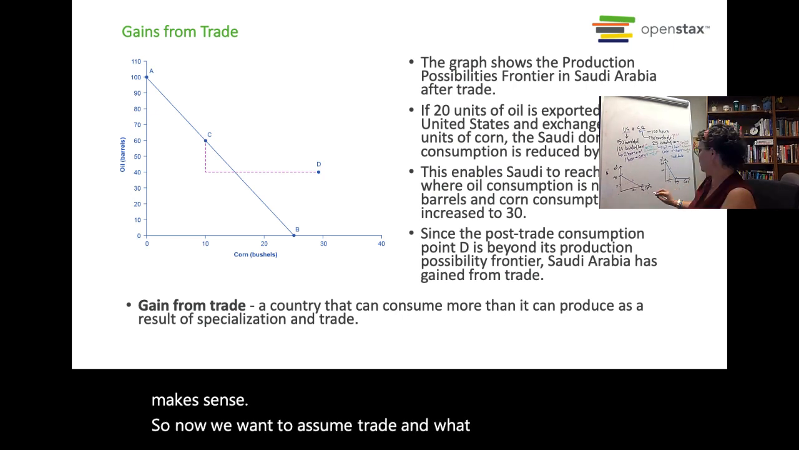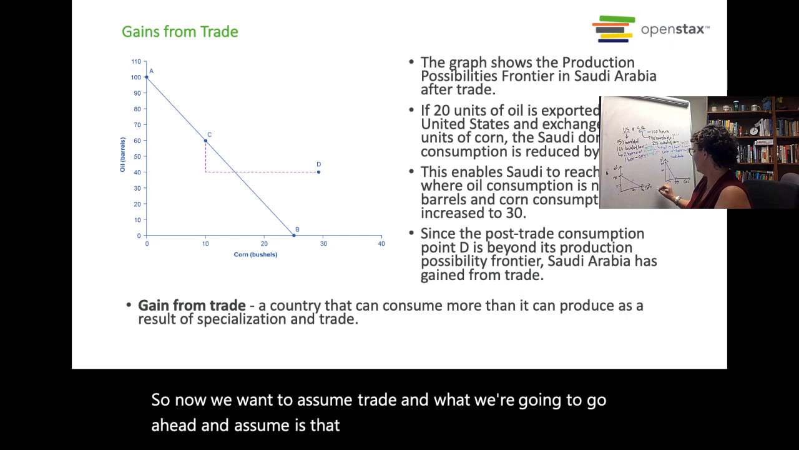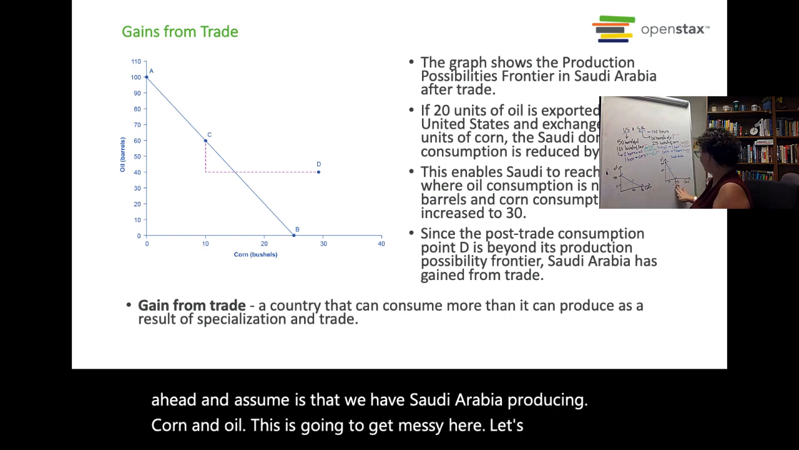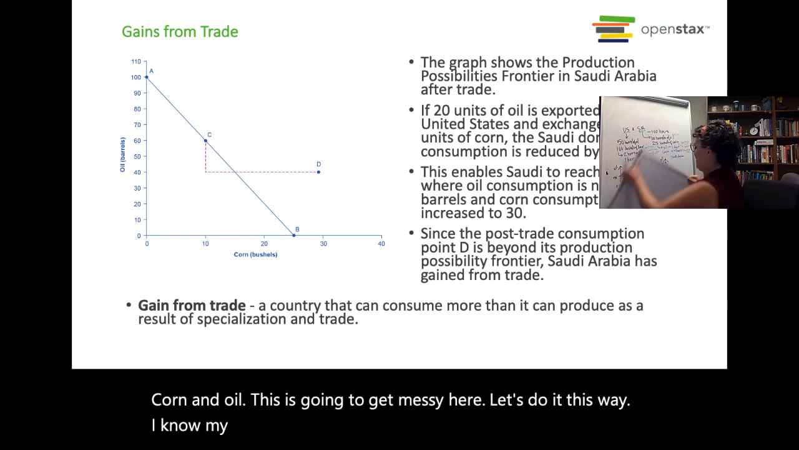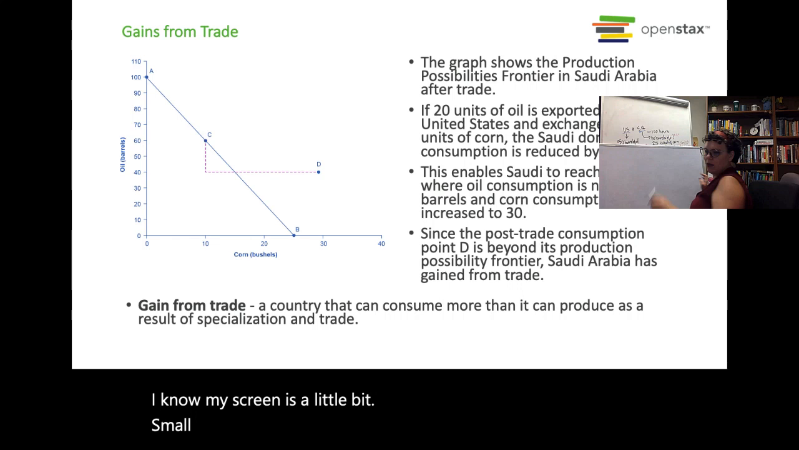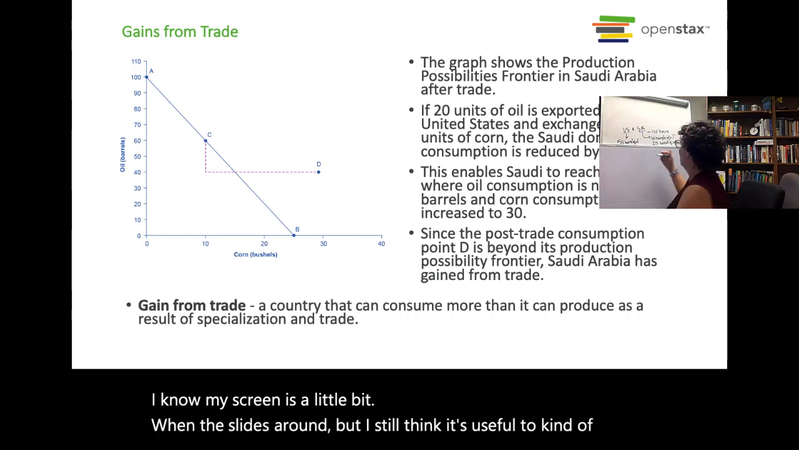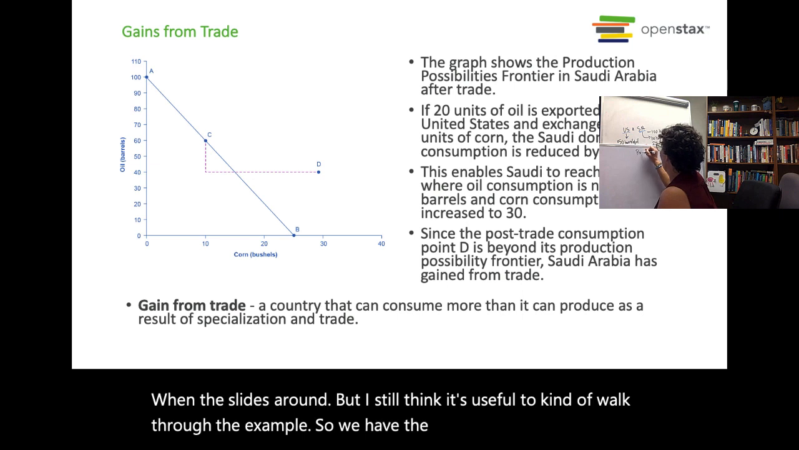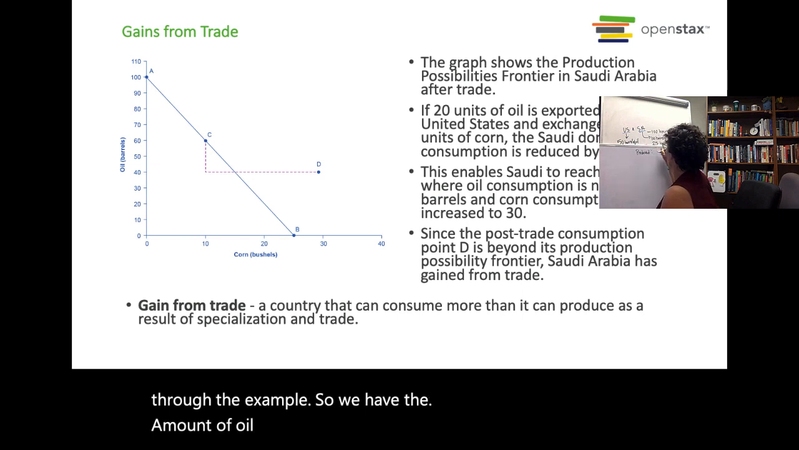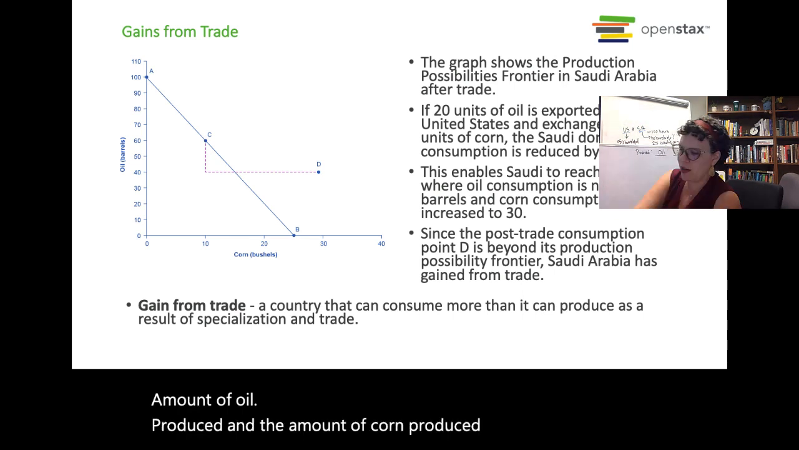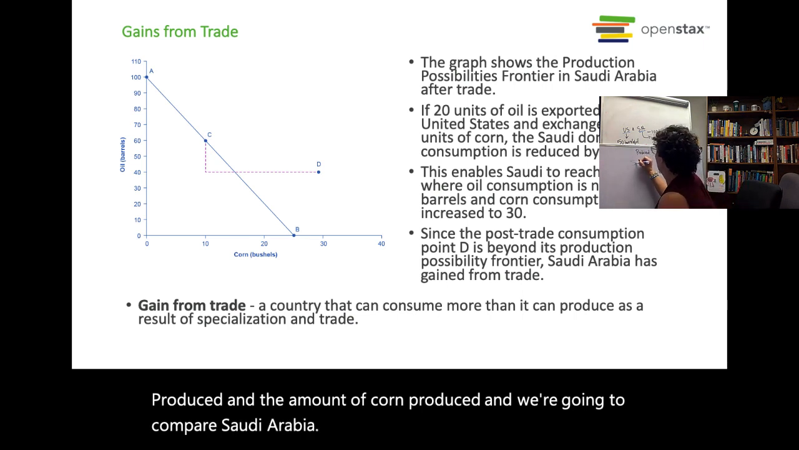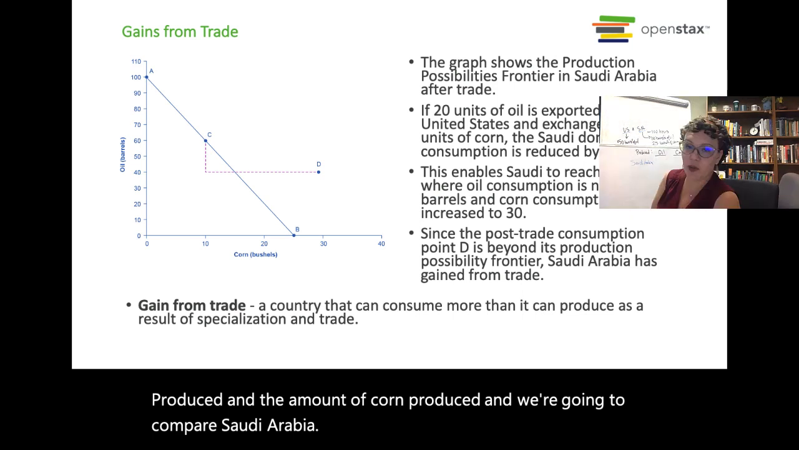And what we're going to go ahead and assume is that we have Saudi Arabia producing corn and oil. Oh, this is going to get messy. Here, let's do it this way. I know my screen is a little bit small when the slides are up, but I still think it's useful to kind of walk through the example. So we have the amount of oil produced and the amount of corn produced. And we're going to compare Saudi Arabia and the United States.